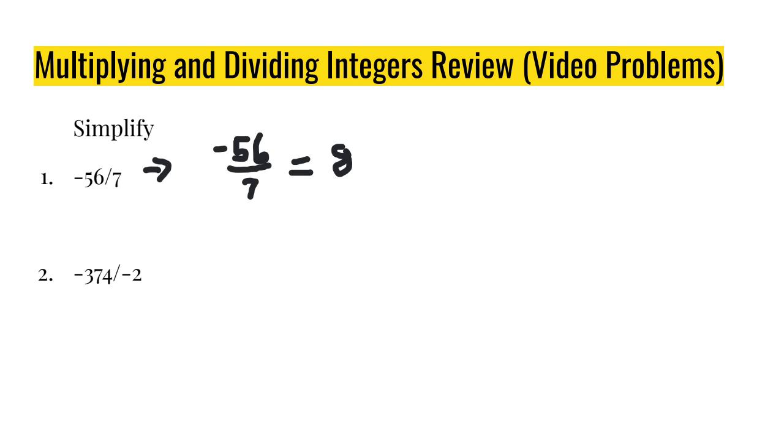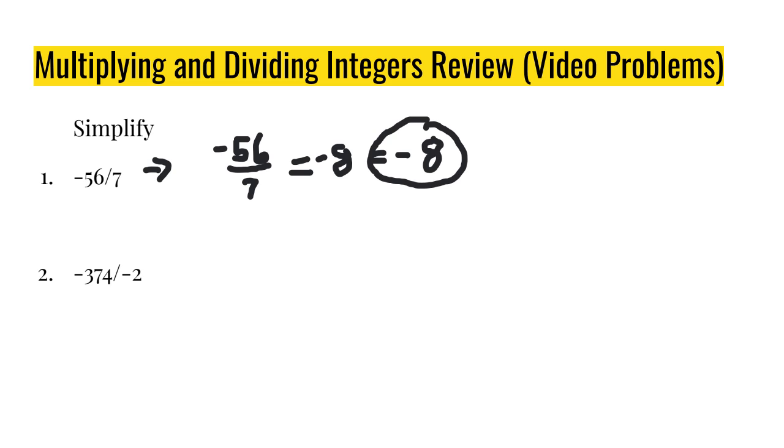Now I'm going to jump back and look at the signs. Because the signs are different, or one is negative, my whole answer is negative. So this one is going to be negative 8. I'm going to rewrite it, just to make it a little more readable. So this one's going to be negative 8.